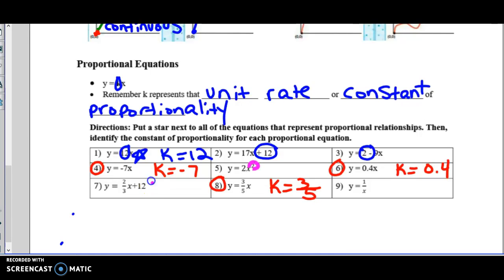In example 7, I'm adding 12 again. And in example 9, 1 is over X. X cannot be on the denominator of your fraction. Therefore, it is not a proportional relationship.